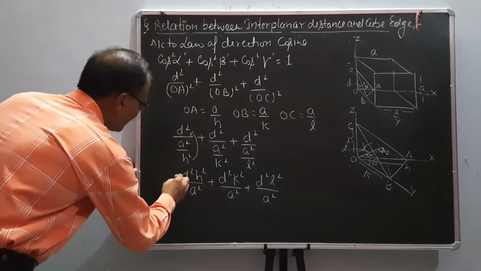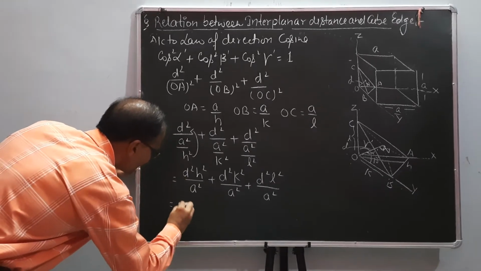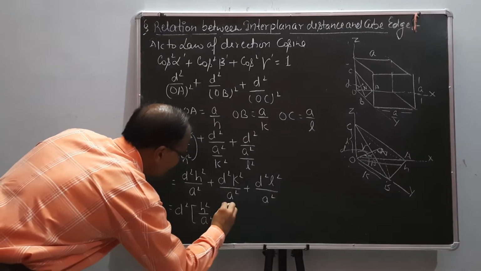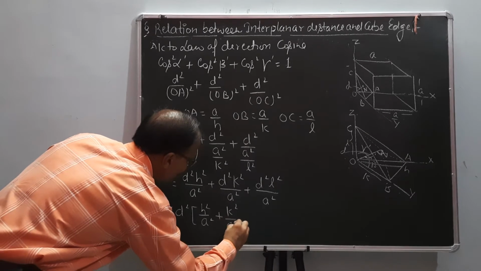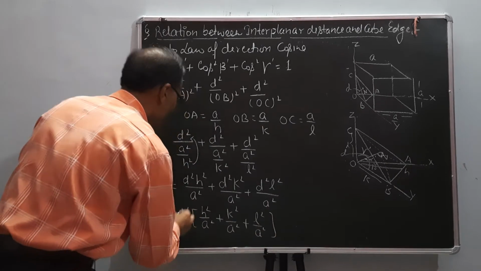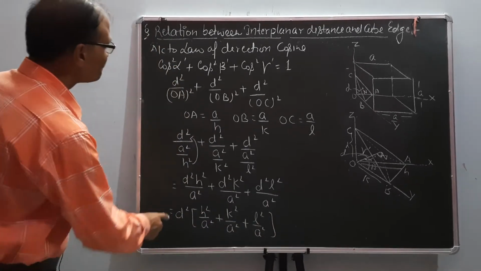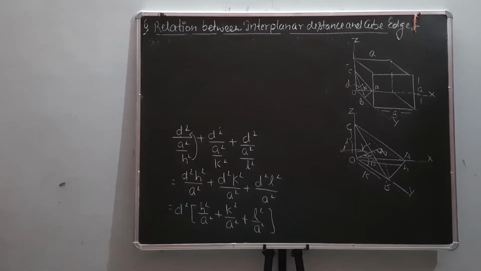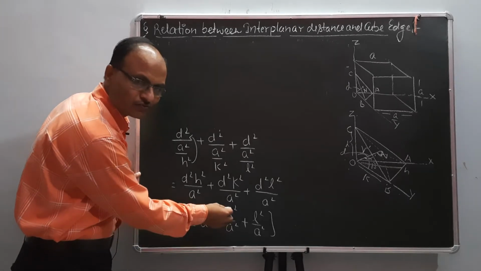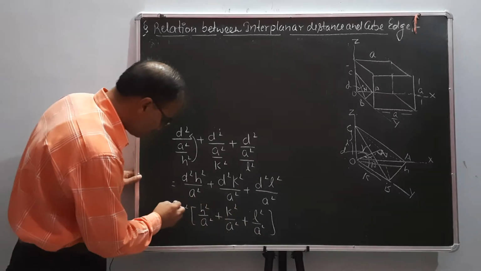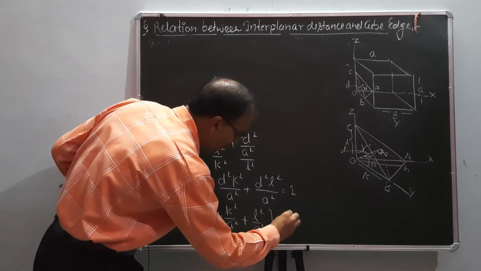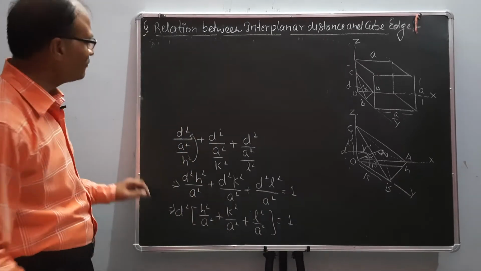We have taken d square common. Now the value is h square upon a square plus k square upon a square plus l square upon a square. This is the value of d square. We have calculated the value of d square. Now d square times h square upon a square plus k square upon a square plus l square upon a square implies equal to how much? Equal to 1.